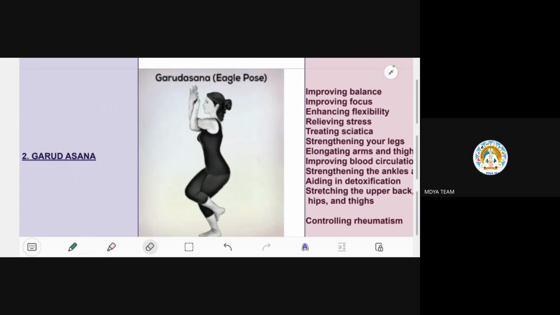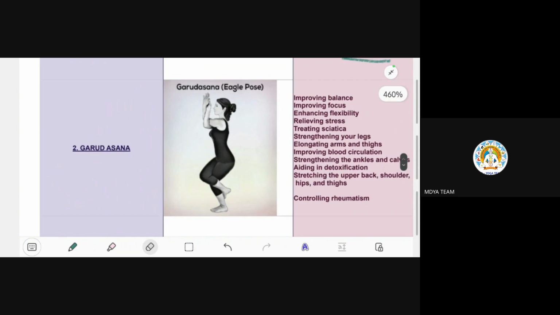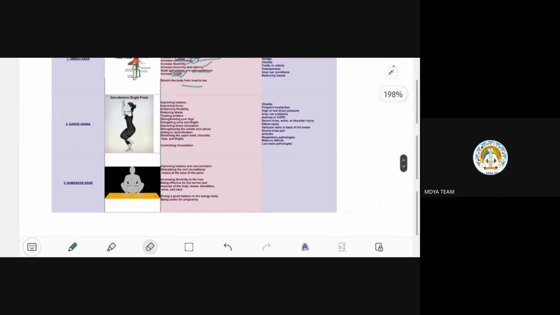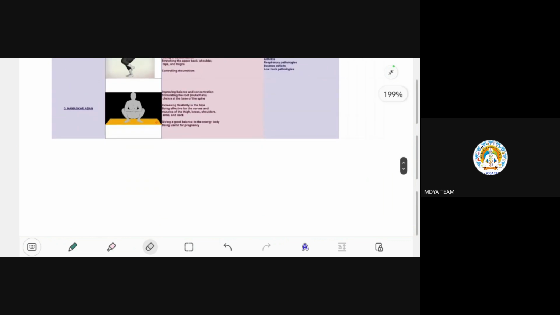How long will the class go, ma'am? How many minutes? Time is over. Just give me Garudasana. Then what else is left? I think three asanas are left. Just give me 5 more minutes. I think your Yoga Darshan class will start now. Yes, ma'am. It will take time, right? Namaskaras and Rajasana are also there.